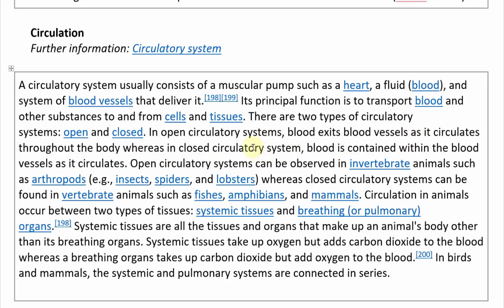circulatory systems, let's see the pronunciation here. Circulatory. Yes, a circulatory system. Blood is contained within the blood vessels as it circulates. Open circulatory systems can be observed in invertebrate animals such as arthropods, e.g. insects, spiders, and lobsters, whereas closed circulatory systems can be found in vertebrate animals such as fishes, amphibians, and mammals.